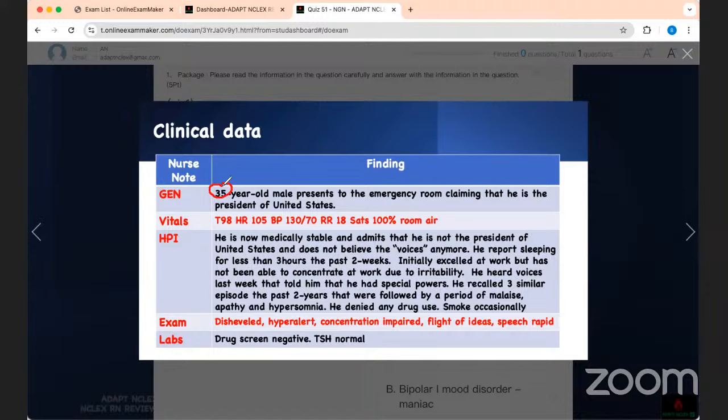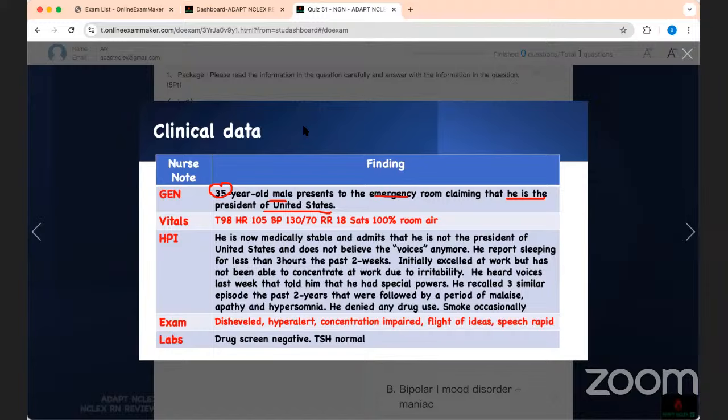So, 35-year-old male. He presented to the emergency room. He said that he's the president of the United States. Just by that statement, there should be good things that pop out of your mind. Don't read the question like it's a storybook. No. Every sentence, try to figure out what is going on.